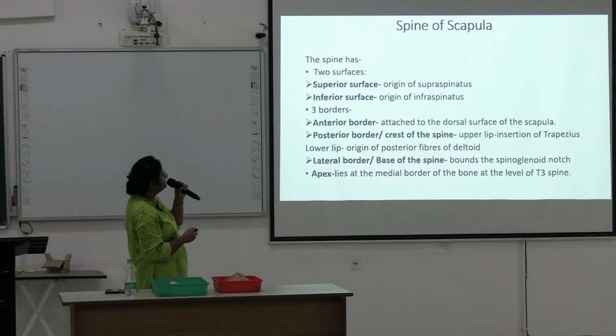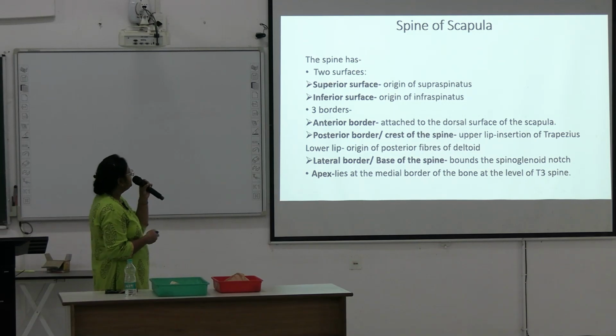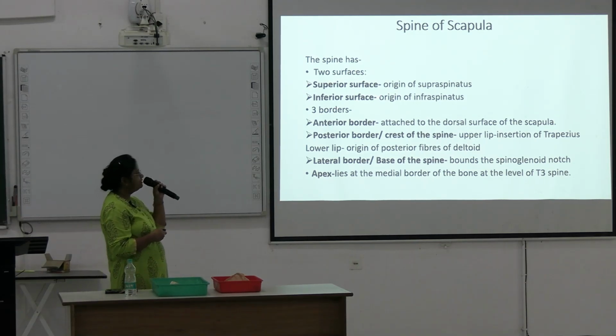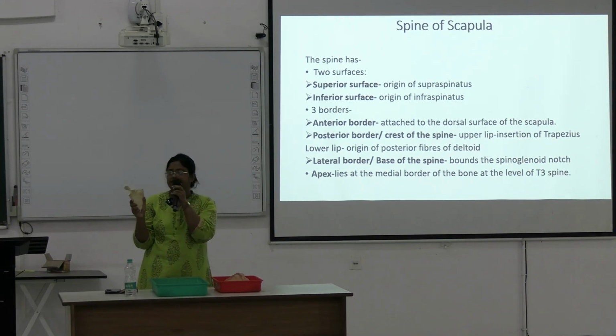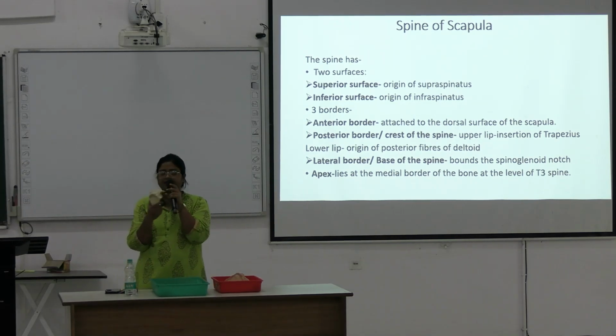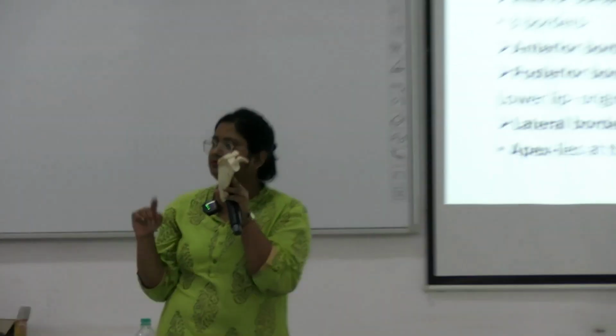So, spine of the scapula. Spine has two surfaces, superior surface and inferior surface. See, this is the anatomical position. Here is the spine of the scapula. Okay, spine is a triangular shelf-like projection on the posterior aspect of the scapula. So it has a superior surface and an inferior surface.